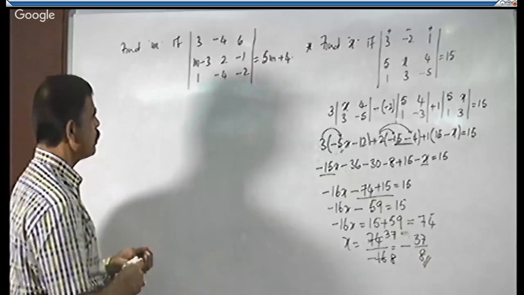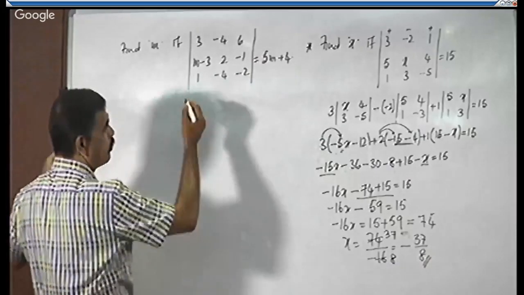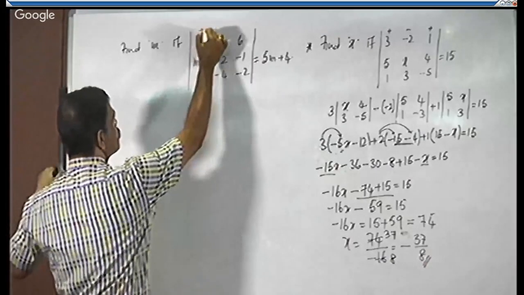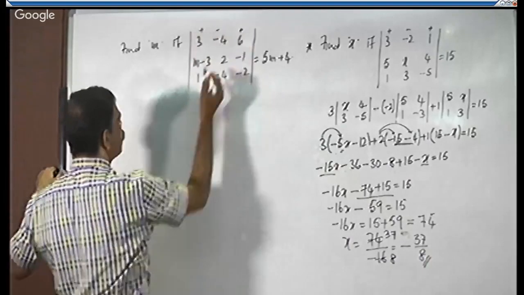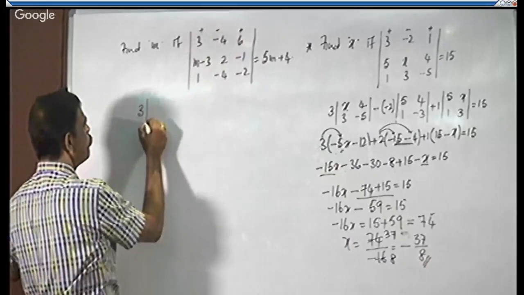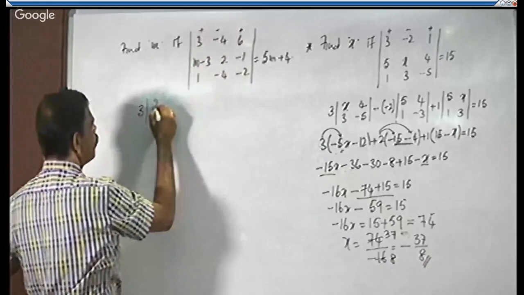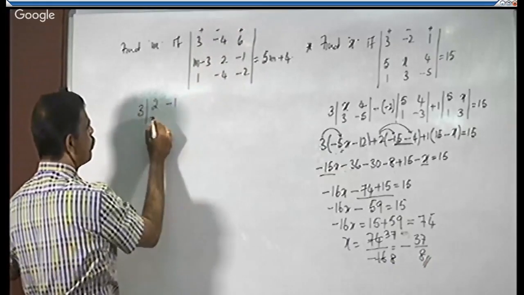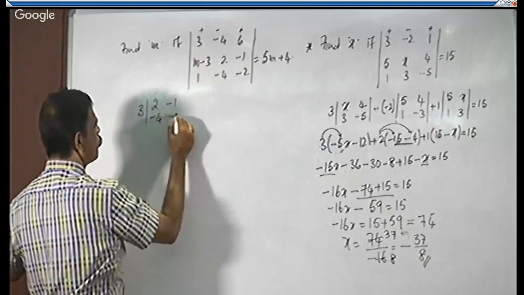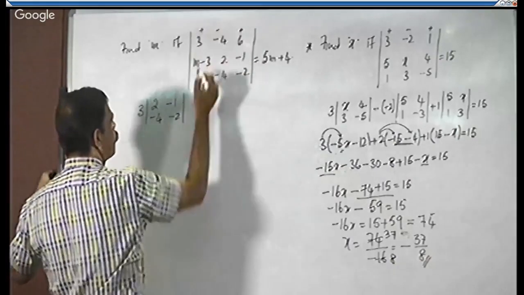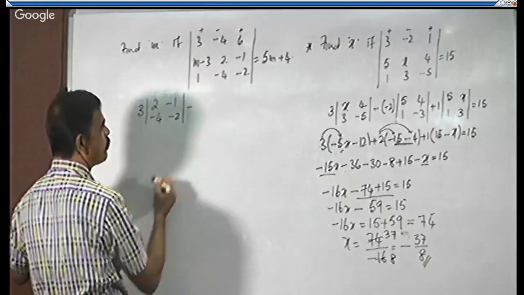This is also a third order determinant. You just follow the expansion rules. Plus, minus, plus. 3 into, leave the column and corresponding row. 2, 1, 2, minus 1, minus 4, minus 2. Minus of, formula minus or standard sign, into.